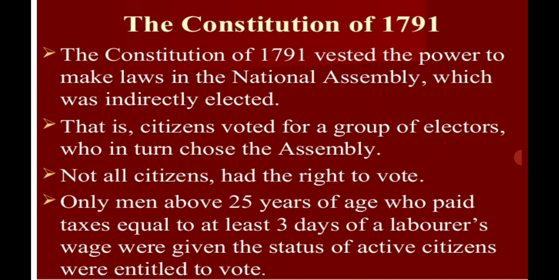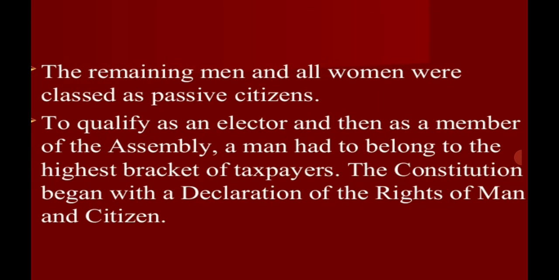Then who were there to vote? Only men who were above 25 years of age, and not only this, they had to pay taxes equal to at least 3 days of a laborer's wages. They were given the status of active citizen, and they were eligible to vote. The remaining men and all women were called passive citizens.